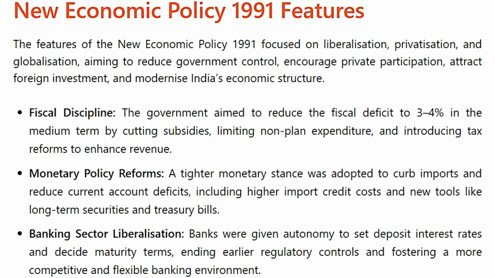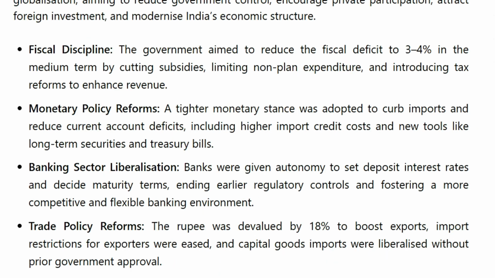Banking sector liberalization. Banks were given autonomy to set deposit interest rates and decide maturity terms, ending earlier regulatory controls and fostering a more competitive and flexible banking environment. Trade policy reforms. The rupee was devalued by 18% to boost exports, import restrictions for exporters were eased, and capital goods imports were liberalized without prior government approval.